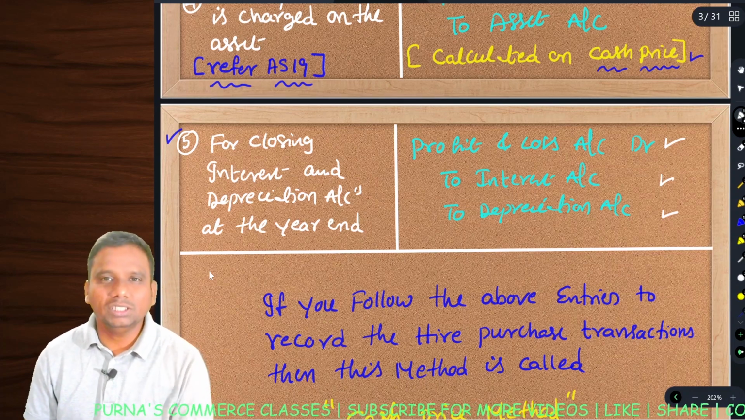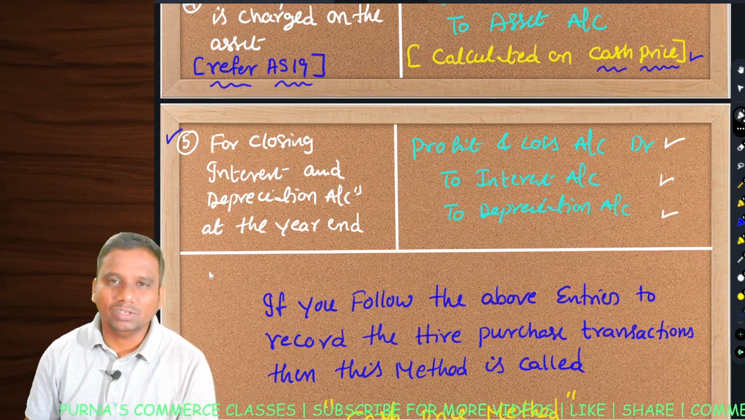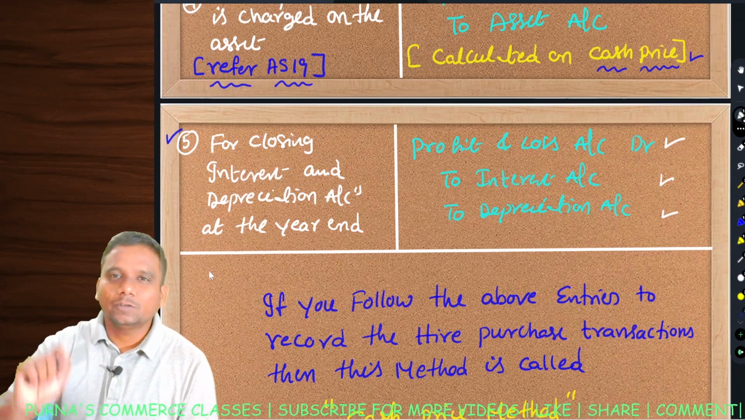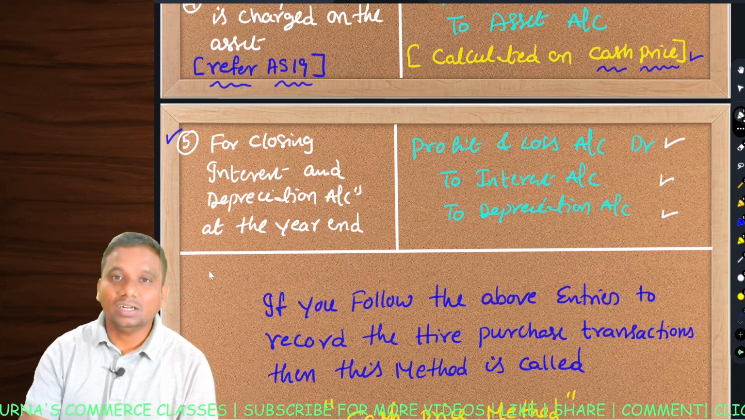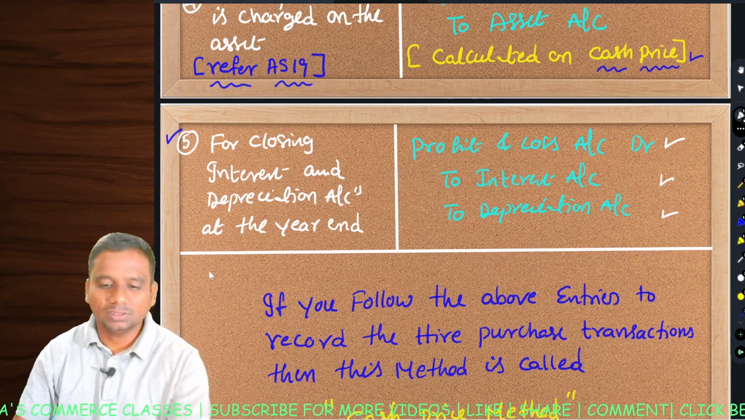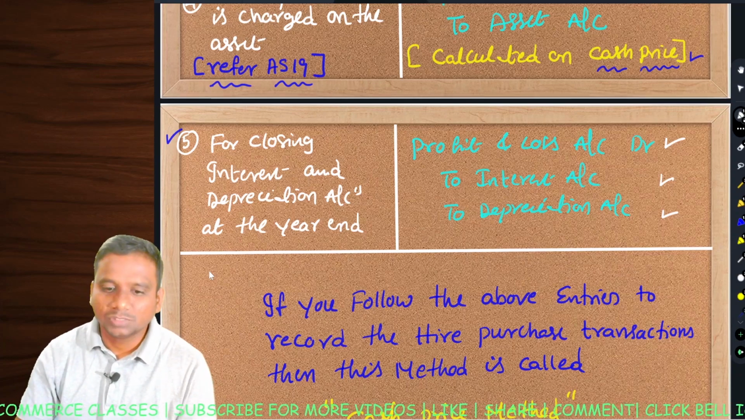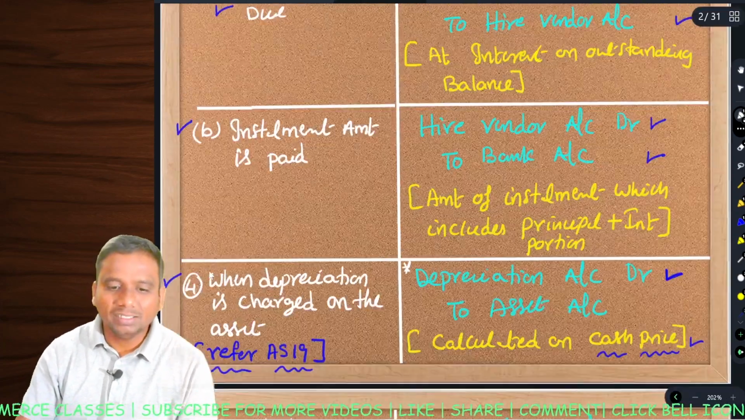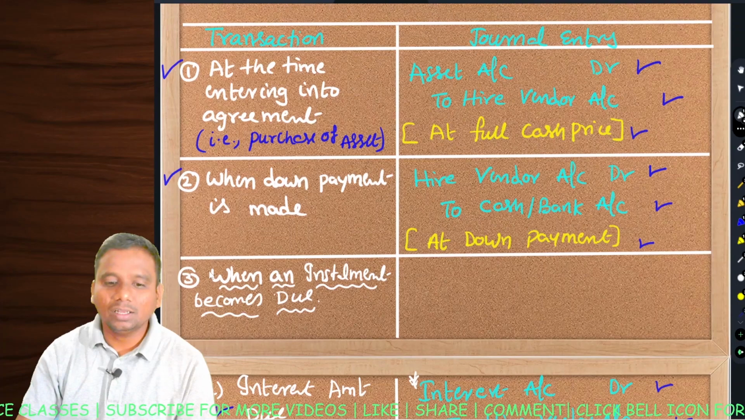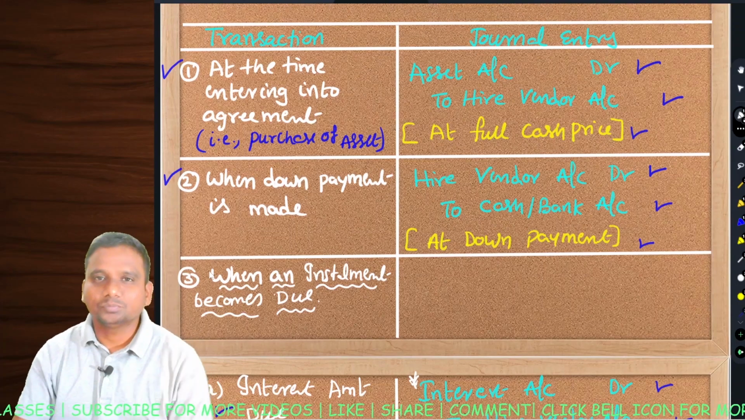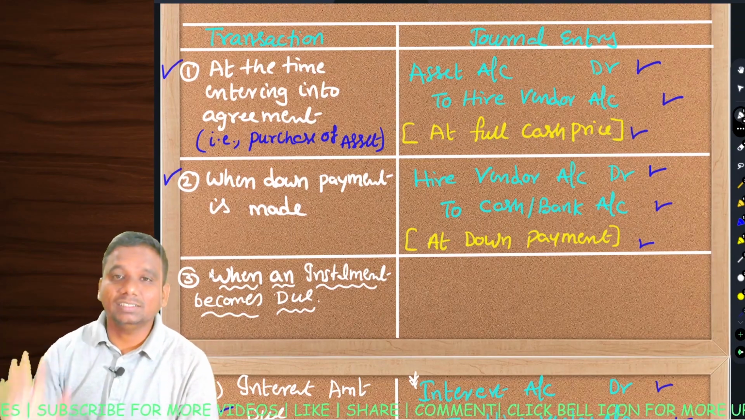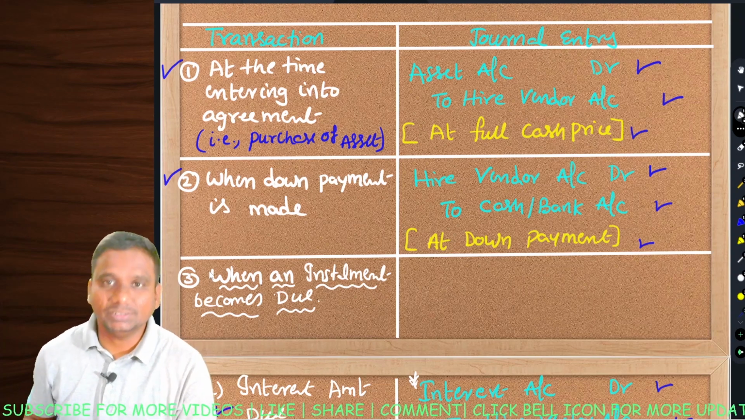These are closing entries. In the CA foundation level, final accounts of sole proprietor, we understood the closing entries concept, the same entry here. Clear? So these are the 5 entries we should record in the first year, the year in which the asset is purchased.